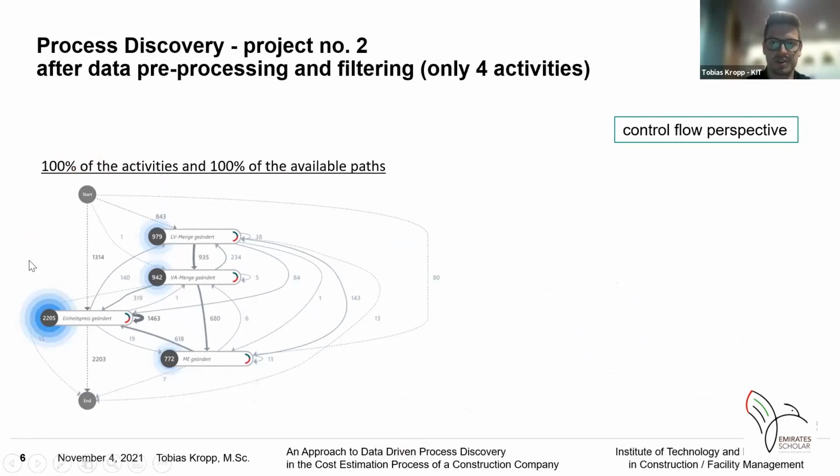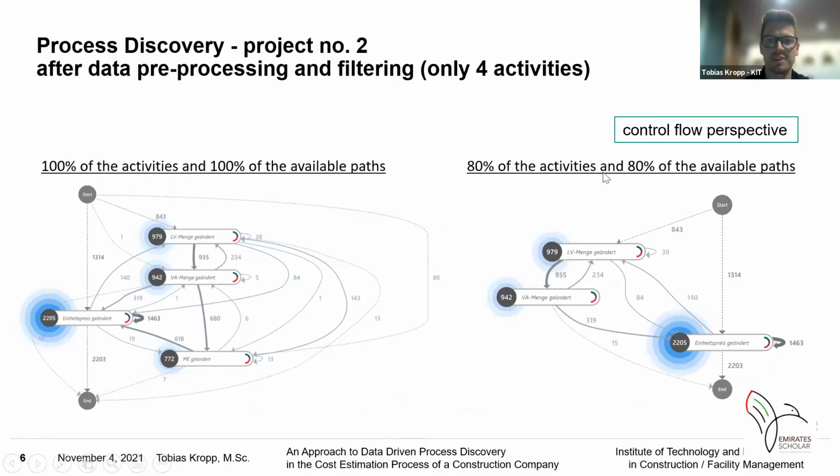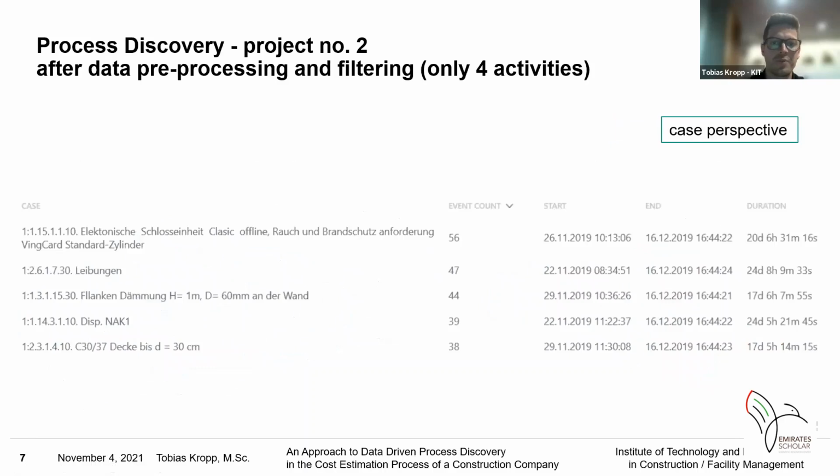And if you, for example, just concentrate on the 80% most frequent activities and 80% of the paths, you can still see that there is interaction between different activities. So there is no linear sequence of how activities took place. So all findings actually show that the cost calculation is not worked on in a structured manner in the company. But you can also look at the data from a different perspective.